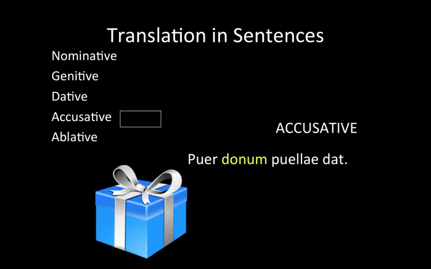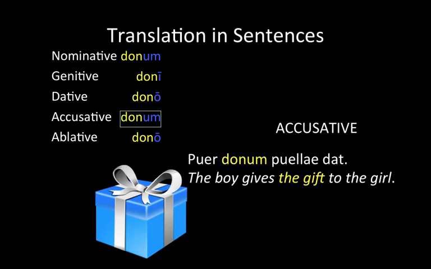Now accusative. Here's where we have to use our context clues. With the neuters, we know that the nominative and the accusative are the same. So we have to eliminate, can it be nominative or is it accusative? In this sentence, puer is already in the nominative, so that's the subject. And logically, a gift would not be giving anything. So here it has to be our direct object. The boy gives the gift to the girl.